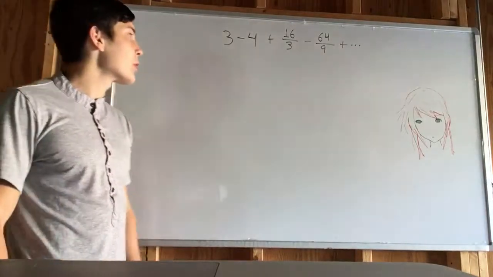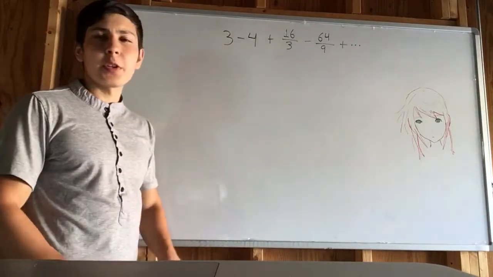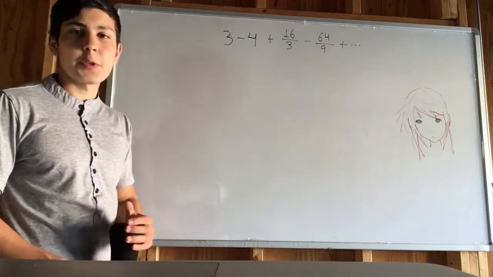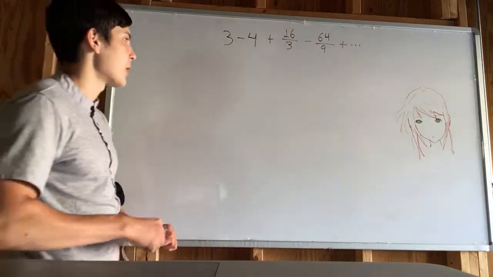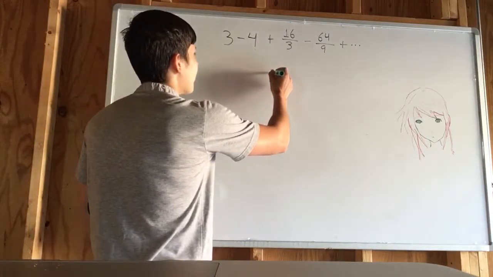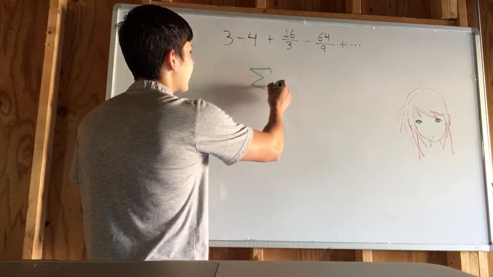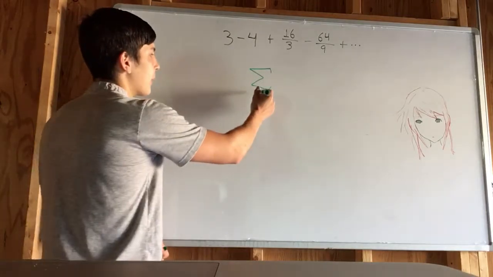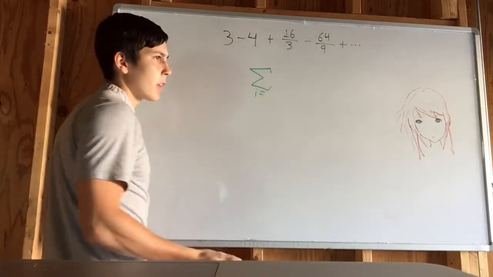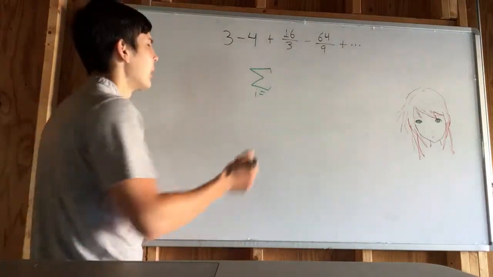Okay, we have a geometric series here, and we're going to try to find out if this converges or diverges. So first of all, what is a geometric series? With a geometric series, you've got this, which is what's telling us that we're going to be adding. And where do we start it? We could start it usually at 0 or 1.